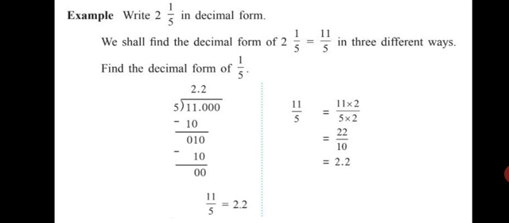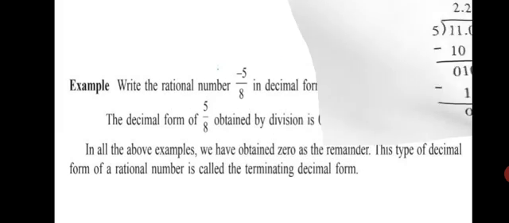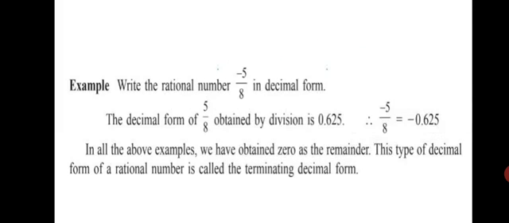Another method is to convert the fraction with the denominator 10, 100, 1000 that you have done before in the previous chapter. So 11 twos are 22 and 5 twos are 10. You got denominator 10. So since 10 is there in the denominator, the decimal point will come before 1 place in the numerator. 2.2 is your answer. But in this practice set, we are going to follow the first method, which is the division method. Okay. So like this, we can find the decimal form of a rational number.